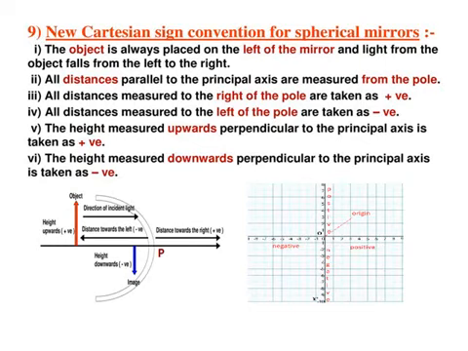The next one: all distances measured to the left of the pole are taken as negative. The height measured upward perpendicular to the principal axis is positive. The height measured downward perpendicular to the principal axis is taken as negative. So this positive and negative becomes easy when you compare it with your ordinary graph.